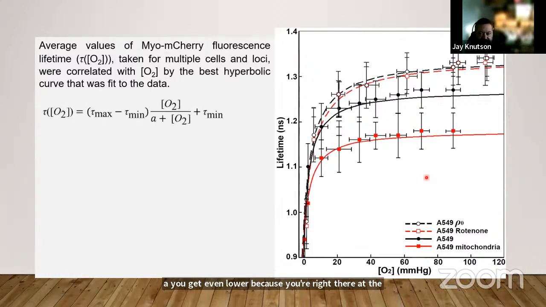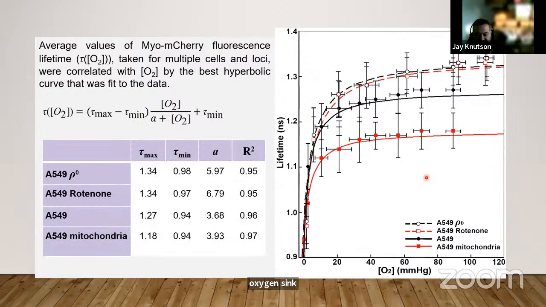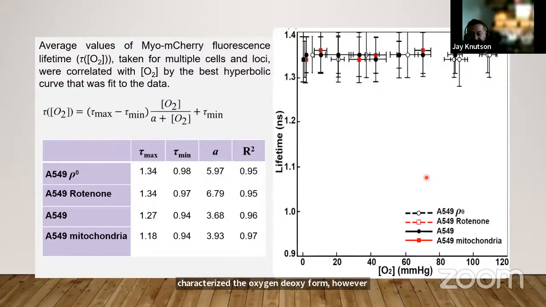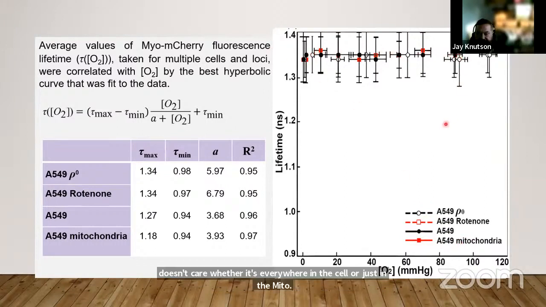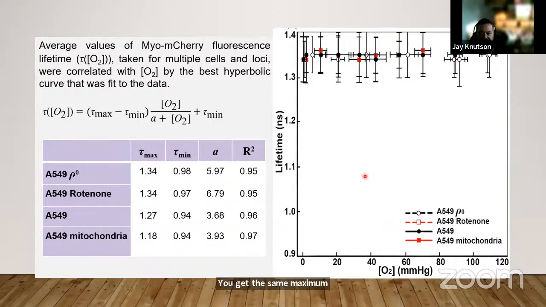And we do this with normal hyperbolic binding curves, and there are typical minimum and maximum lifetimes that characterize the oxy and deoxy form. If, however, you don't have myoglobin present and you just have mCherry, now you're looking at an acceptor-free state. It's the one bucket draining without other pathways, and you can see that it doesn't care about oxygen in that case. It doesn't care about poisons. It doesn't care whether it's everywhere in the cell or just in the mito. You get the same maximum lifetime. This is an important standard that we'll get back to later.